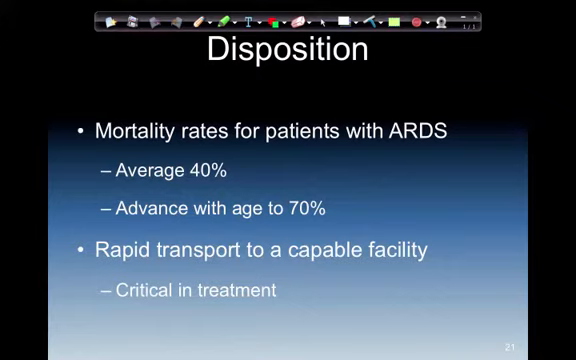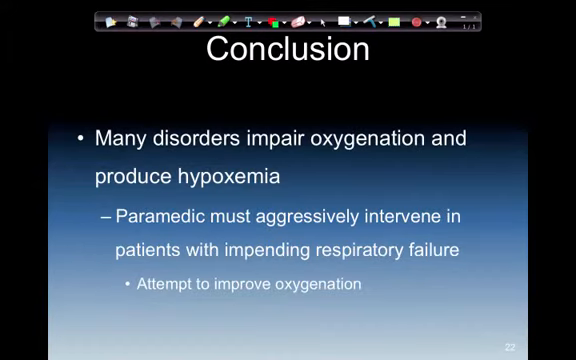Disposition. Mortality rates for ARDS average about 40%, advancing with age to about 70%. Rapid transport to a capable facility is very critical in the treatment. We have to try to oxygenate them by any means necessary. Conclusion: many disorders impair oxygenation and produce hypoxemia. Paramedics must aggressively intervene in patients with impending respiratory failure. Attempt to improve oxygenation at all costs.